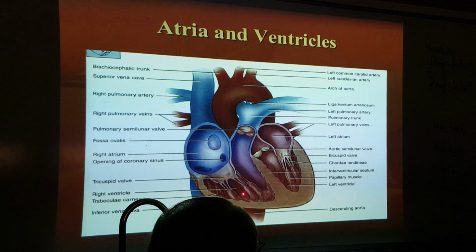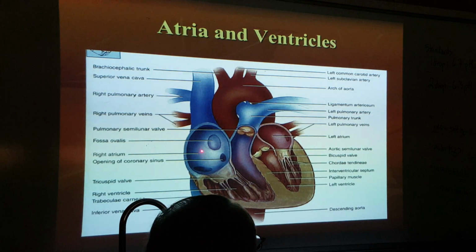When the right side contracts, it forces blood to the lungs. When the left side contracts, it forces blood out to the entire body via the largest artery in the body, the aorta. Notice that the aorta goes up and around and back down here, but some major arteries branch off of it up superiorly. Okay?